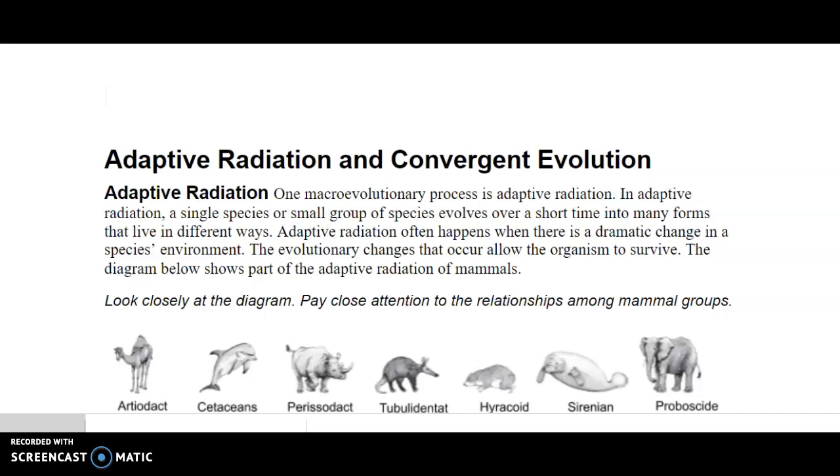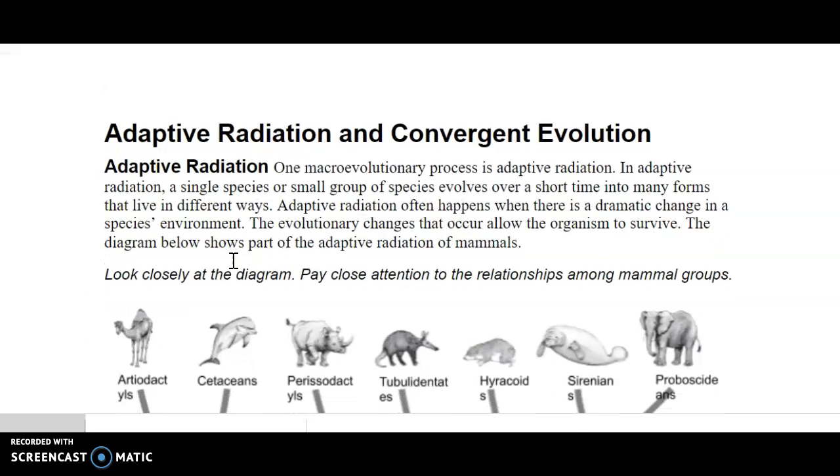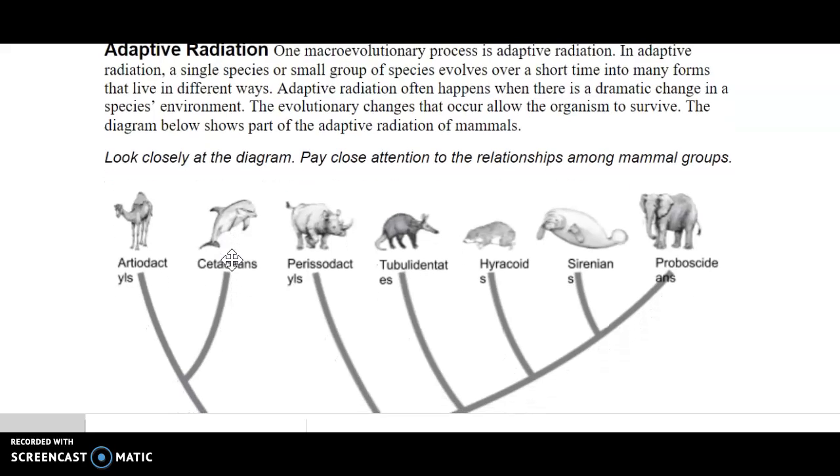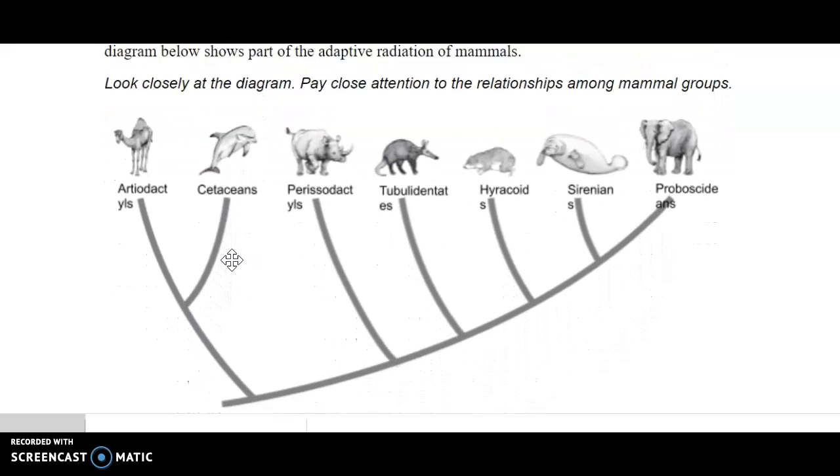In adaptive radiation, a single species or small group of species evolves over a short time into many forms that live in different ways. Adaptive radiation often happens when there's a dramatic change in the species' environment. They have to adapt to their environment. The evolutionary changes that occur allow the organism to survive. The diagram below shows part of the adaptive radiation of mammals. Look closely at the diagram and pay close attention to the relationships among the mammal groups.